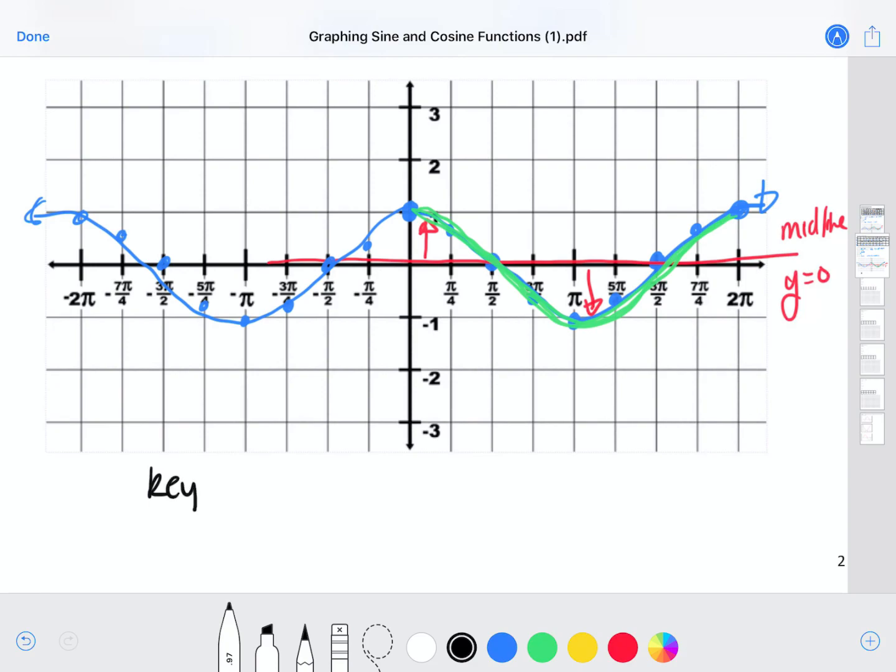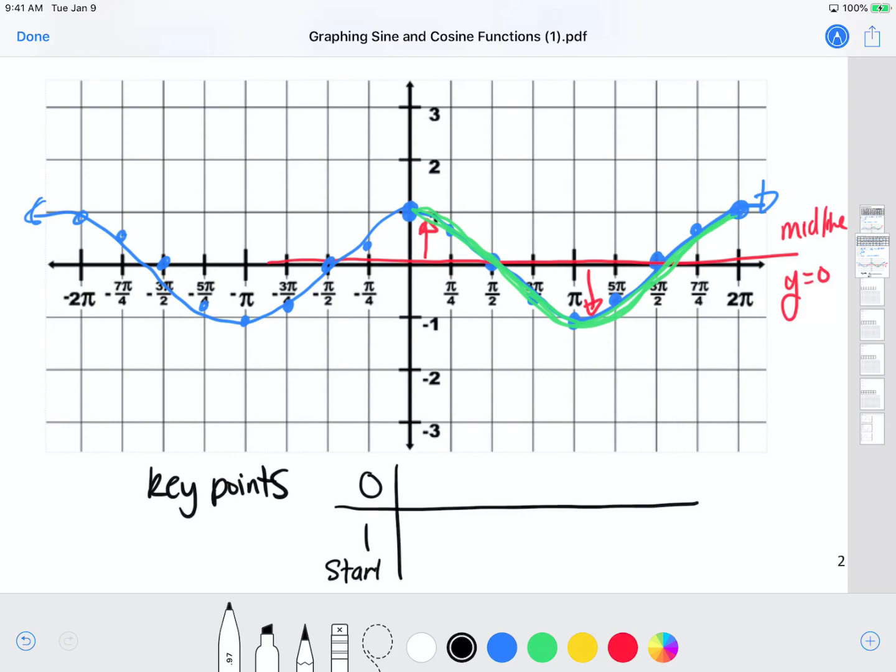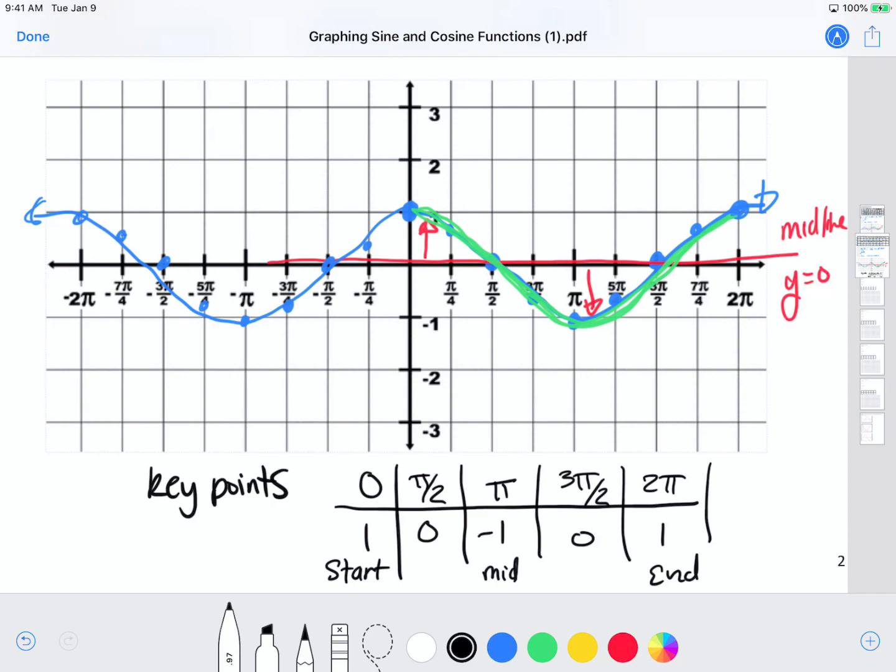So the key points for cosine that we're going to use, our starting point, which is at 0, 1, then our end point, which is at 2 pi, 1, then our midpoint would be at the point pi, negative 1, and then we have our x-intercepts at pi over 2 and at 3 pi over 2. So these are going to be the key points that we use when we start doing our translated cosine functions.